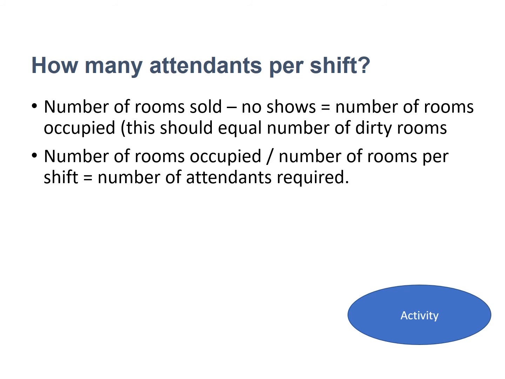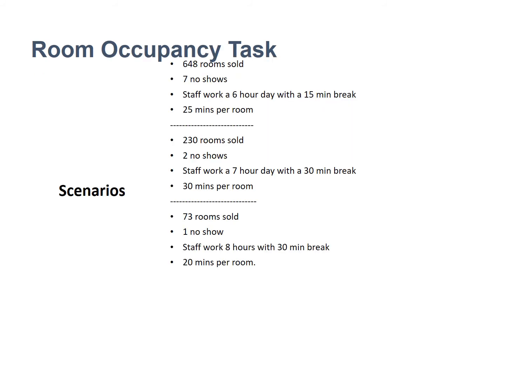But you're going to need this information well beforehand in order to allocate how many room attendants you actually need to clean the rooms. So if you have 258 rooms divided by 22 rooms per attendant, you're going to need 12 attendants. Room occupancy task, so we're not going to look at this.